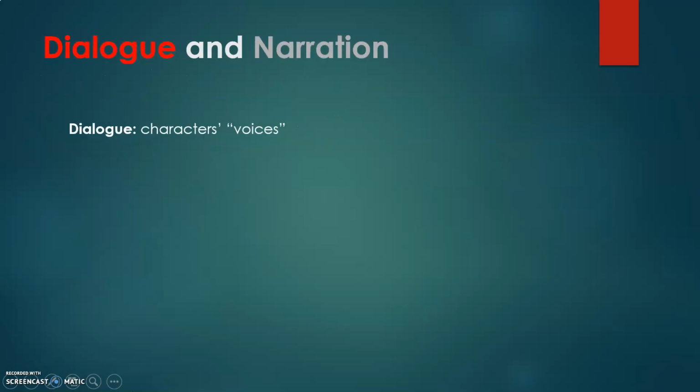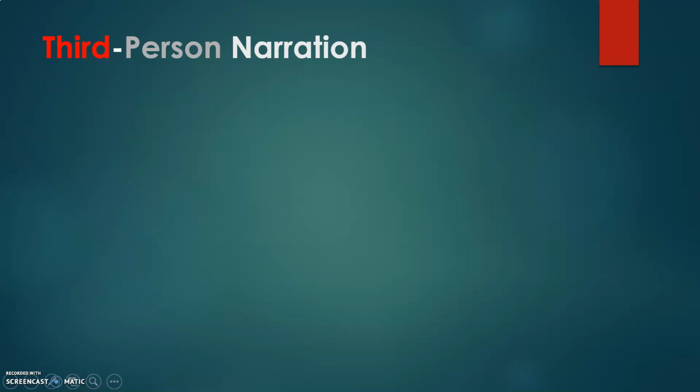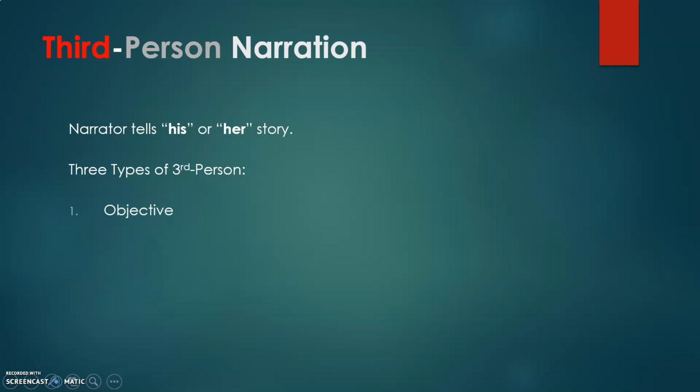So dialogue and narration. There are differences between the two. Dialogue are the characters' voices, and narration is the narrator's voice. She said, "Hey, you." So the dialogue here is "Hey, you," and the narrator's voice is "she said," okay? But we are interested in looking at the narration. So that's what we're going to look at to determine the type of third person. So the narrator tells his or her story, and there are, of course, three types of third person. You guessed it: objective, limited, and omniscient.